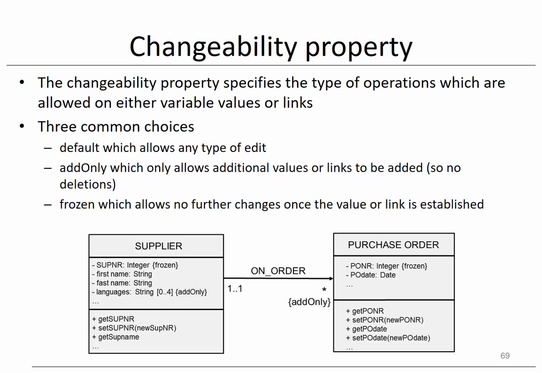You can see this illustrated in the figure. The supplier and purchase order number are both declared as frozen, which means that once a value has been assigned to any of them, it can no longer change. The languages variable of the supplier class defines a set of languages a supplier can understand. It is defined as add only, since languages can only be added and not removed from it. Also note the add only characteristic added to the on-order association. It specifies that for a given supplier, purchase orders can only be added and not removed.